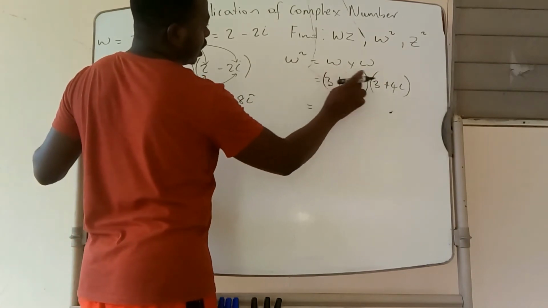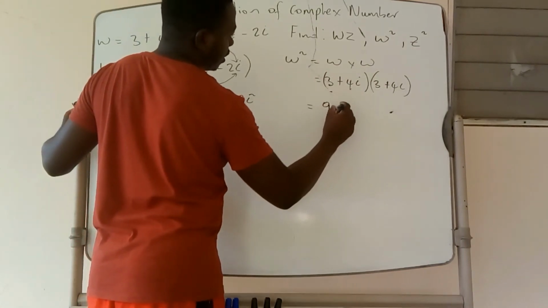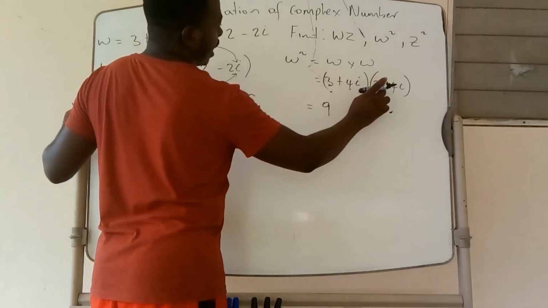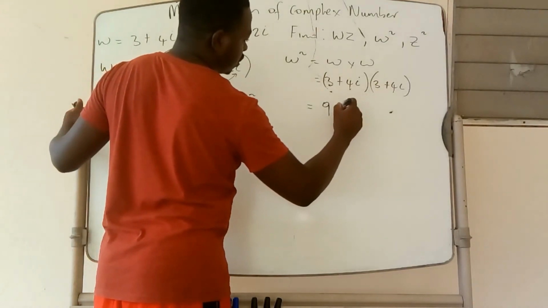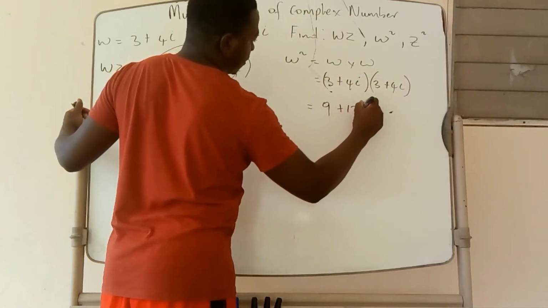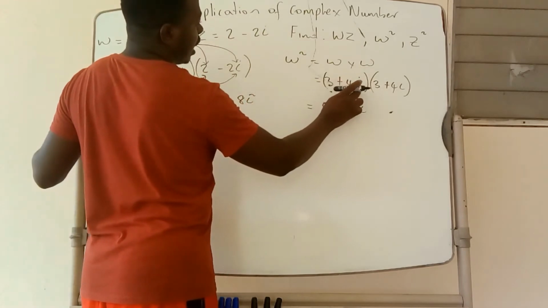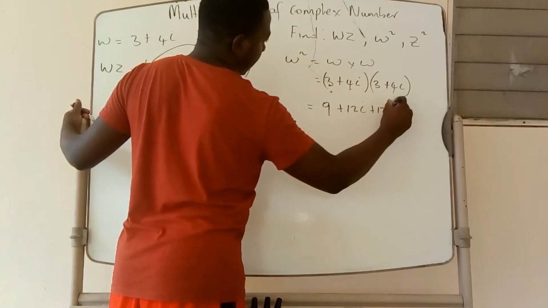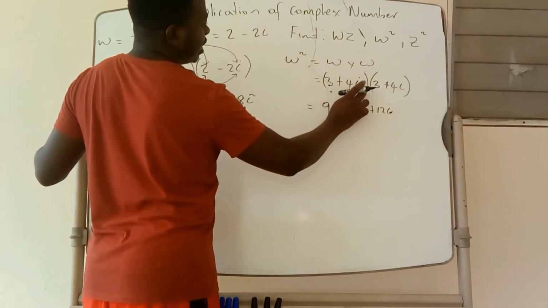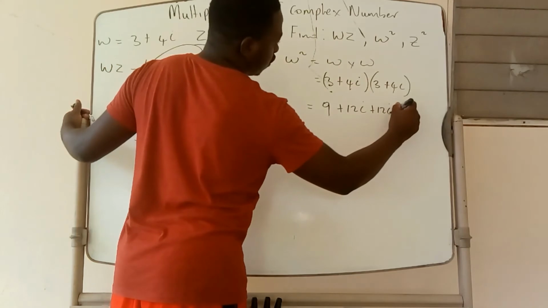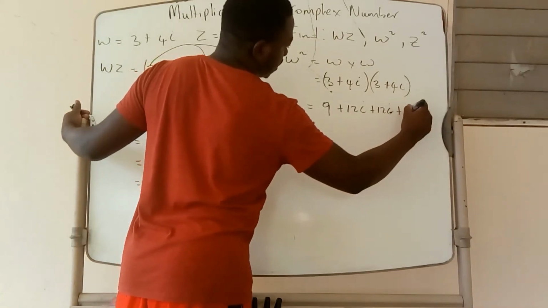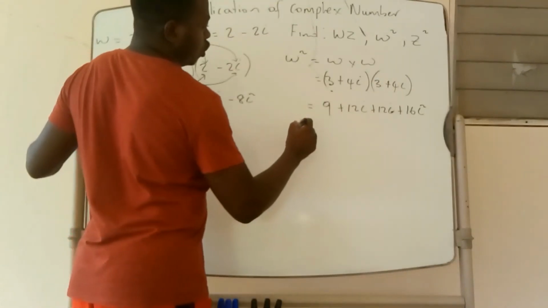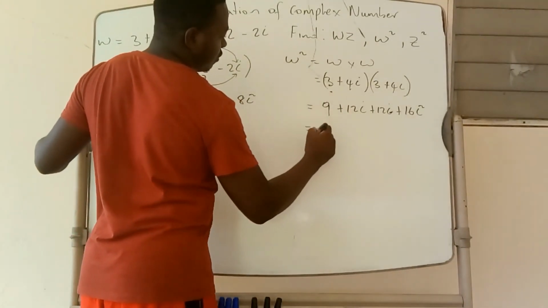So it's going to be 3 times 3, that's going to give us 9. Then we use the 3 to multiply the second term. So it's going to be 3 times plus 4i, that's going to be plus 12i. Then it's going to be 4i times 3, that's going to give us plus 12i. And then it's going to be 4i times 4i, which gives us plus 16i squared.